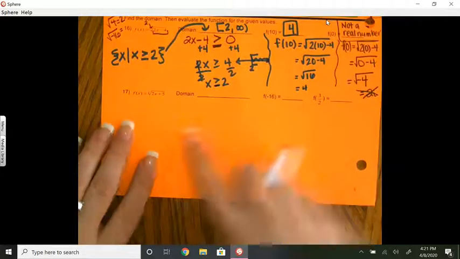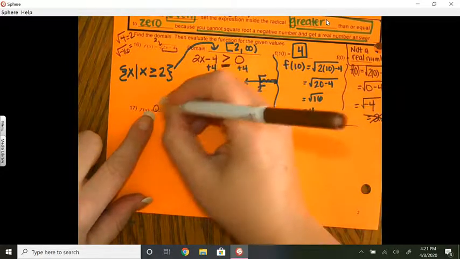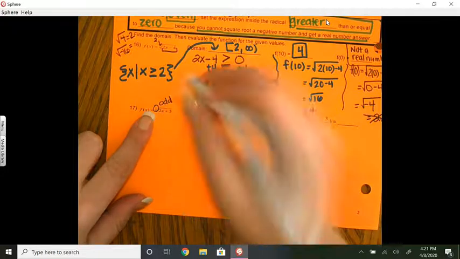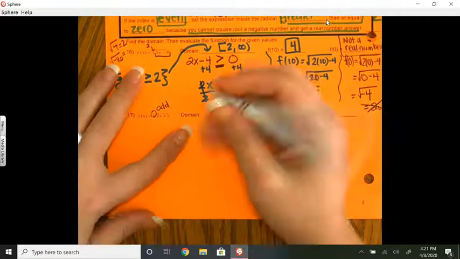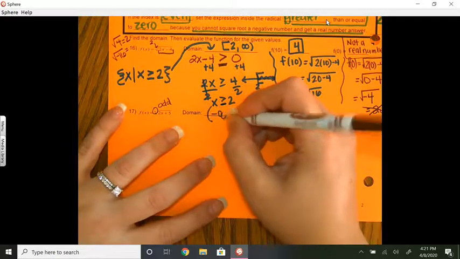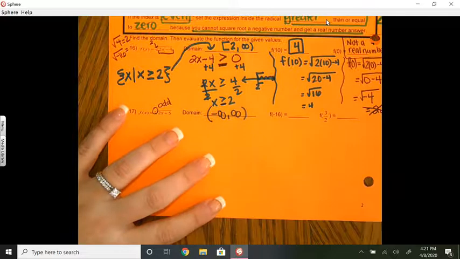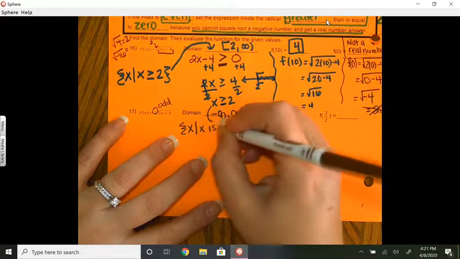Now if we take a look at our next example, the index here is odd. So since it's odd, the domain can be all real numbers. So we can write our answer like this. All real numbers, that's in interval notation. Or we can write it as x such that x is any real number.